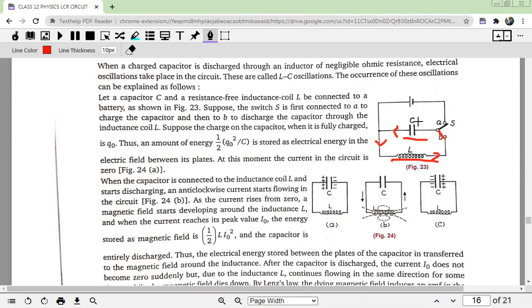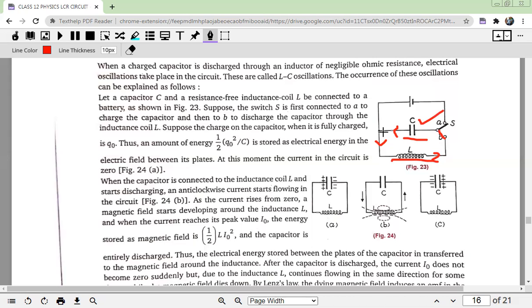So now what will happen? Since it is now disconnected from the battery, its potential difference will decrease because the level of charges is decreasing, and the current which is flowing here, which has increased from 0, will keep on increasing. It's clear. And a stage will be reached when the capacitor is totally discharged while the current in the inductor is maximum.